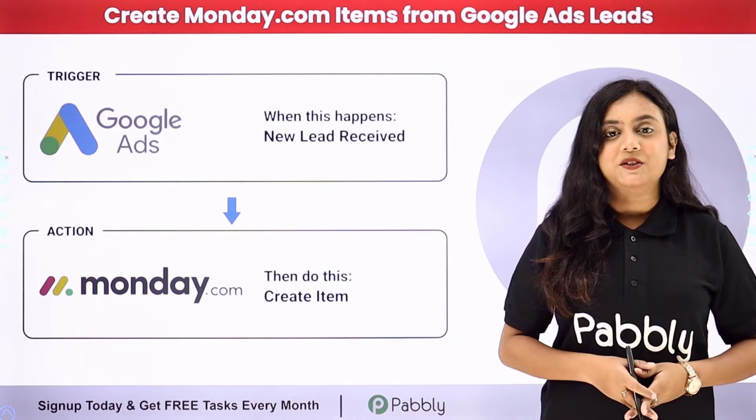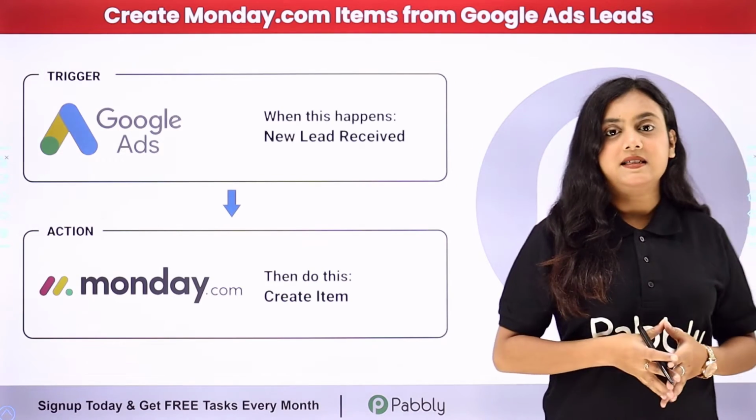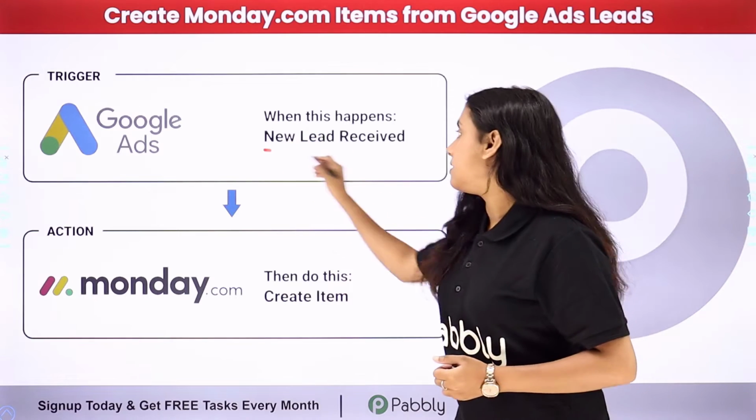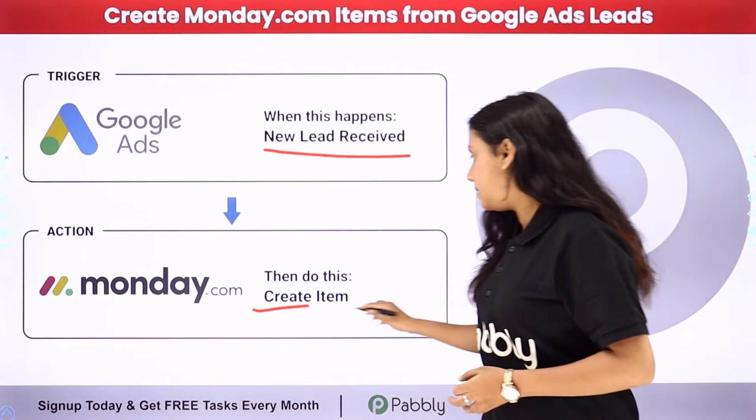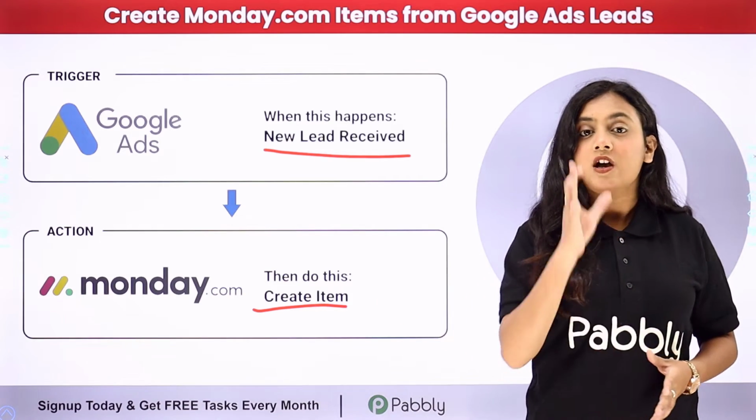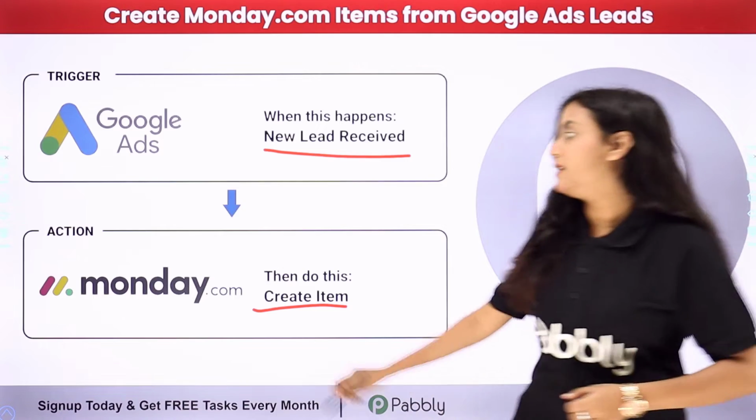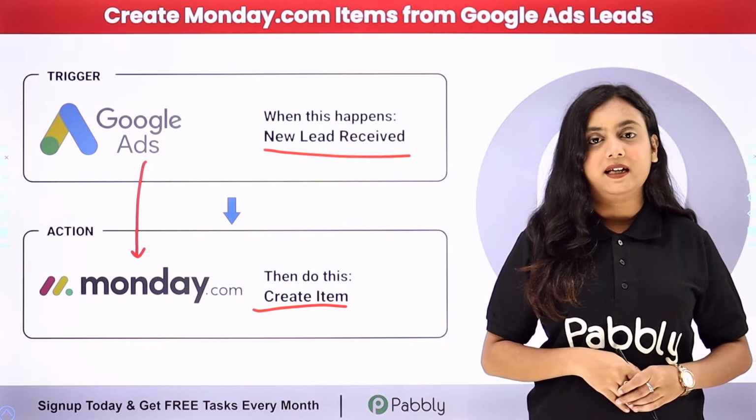In this video, we're going to learn how to create Monday.com items from Google Ads leads. So here my objective is that whenever a new lead is generated with the help of Google Ads, automatically an item should be created in my Monday.com account with the help of the lead details that we are receiving. For that, we need to create an automation between Google Ads and Monday.com with the help of Pabbly Connect.